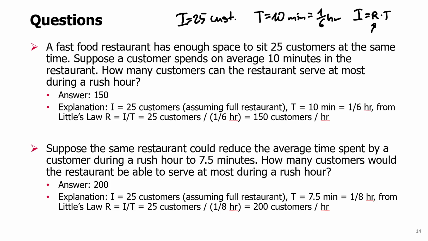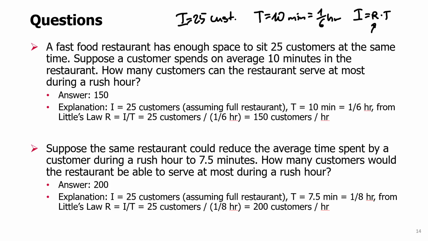Another example: suppose the same restaurant could reduce the average time spent by a customer during rush hour to 7.5 minutes. Why would the restaurant want this? Well, because if it's still full, if it still has on average 25 customers present in the restaurant, but each customer spends less time, this should increase the flow rate. If you decrease the flow time, keeping I constant, then the flow rate is going to increase. And the flow rate is a very important measure because it is the basis for revenue for the fast food restaurant in this case.